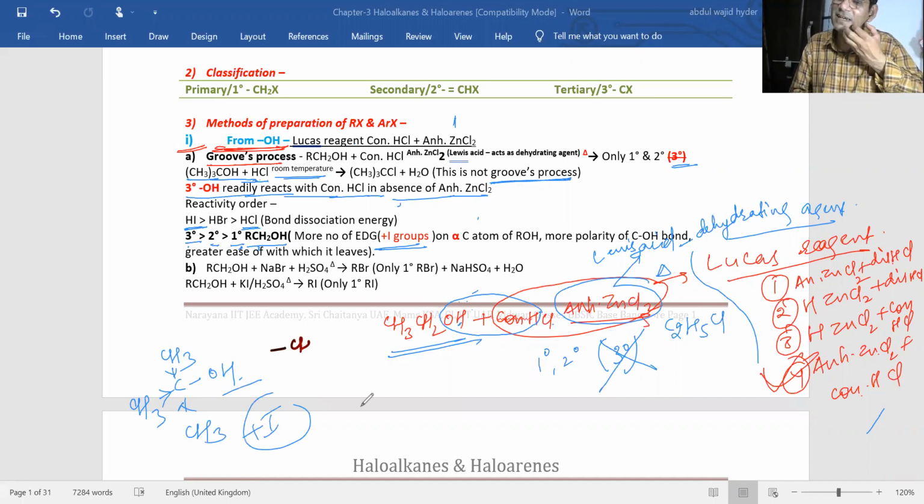The more the number of plus I groups, the more will be the steric hindrance, and the more will be the dispersal of charge, that is the plus I effect. The more the dispersal of charge, the more will be the stability. So it is the plus I effect and the steric effect. Because of these two effects, the reactivity of tertiary alcohol will be maximum. So 3 degree alcohol will be most reactive and 1 degree alcohol will be least reactive.